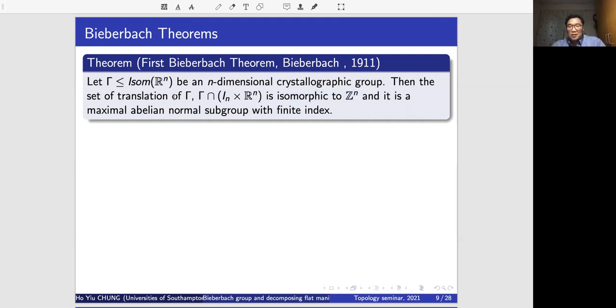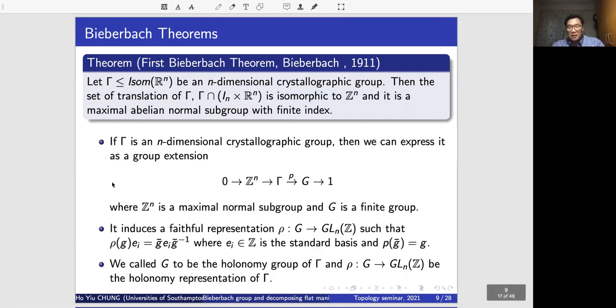All right. So what does it mean? It's important because it means several things. First, since it's isomorphic to Zn and it's a normal subgroup with finite index, we can express the Bieberbach group, a crystallographic group, as a short exact sequence, a group extension, with Zn as the kernel, G as the quotient, and G is a finite group, and Zn will be the maximal normal subgroup.